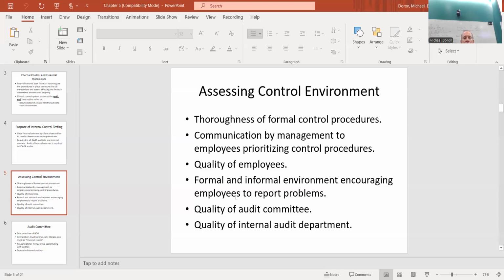Formal and informal environment, encouraging employees to report problems. This is about whistleblowers. Every publicly traded company has to have some method where employees can anonymously, safely report any problems. There are whistleblower rules. So if you as an employee see a problem, there needs to be some mechanism in place for you to safely, anonymously report, I think the guy at the next desk is stealing or whatever, without fear of retaliation. That's a requirement for a publicly traded company. It's often called a hotline. It doesn't have to be a phone, though. It has to be some method to safely, anonymously report when you see problems.